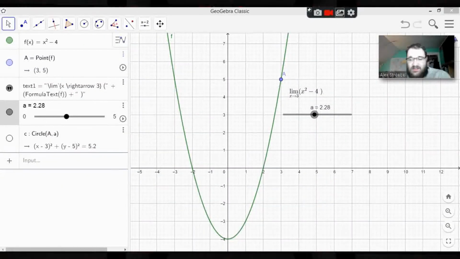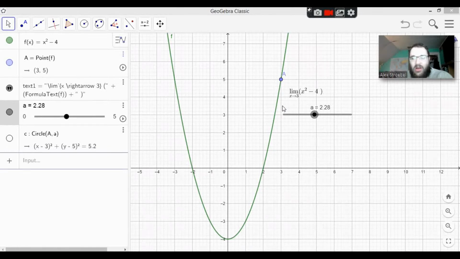Limits. Here we have the curve x squared minus 4, and we are looking for the limit as x goes to 3. So x is 3 is here. So we're looking at what value does the function have as it gets really close to 3.